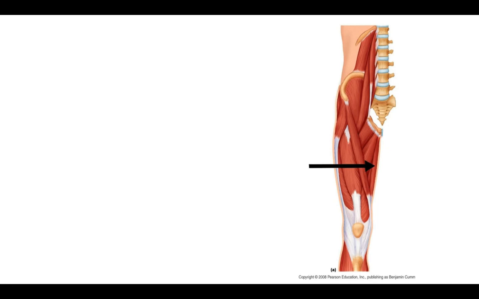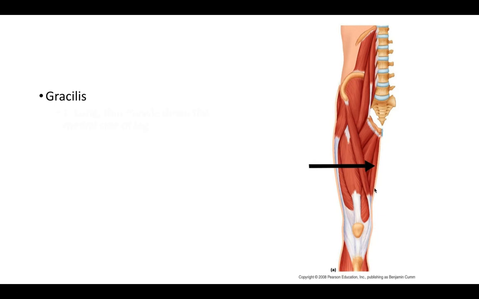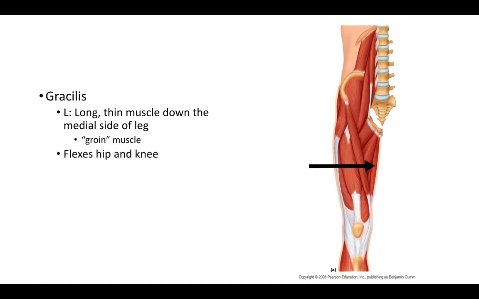All right, let's look at what is sometimes referred to as our groin muscle. It is called the gracilis, and you can see the arrow pointing to it. It's this very small inner thigh muscle. So it's long and thin. It runs down the medial side of your leg, often referred to as our groin muscle, and it's going to help as well in flexing the hip and also flexing the knee.